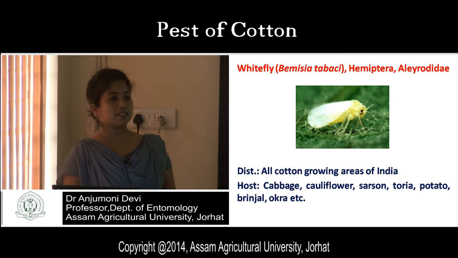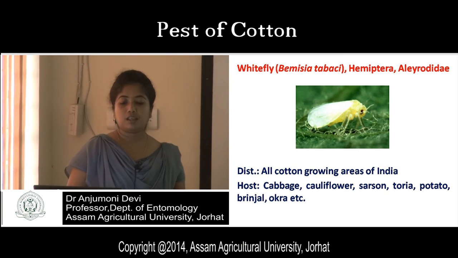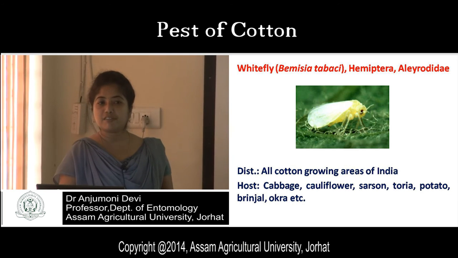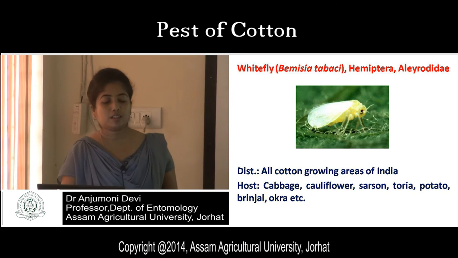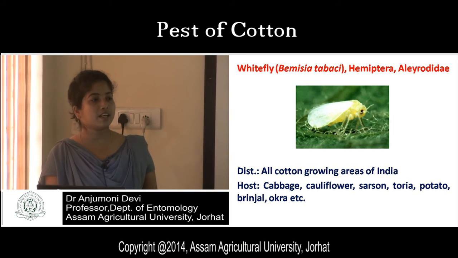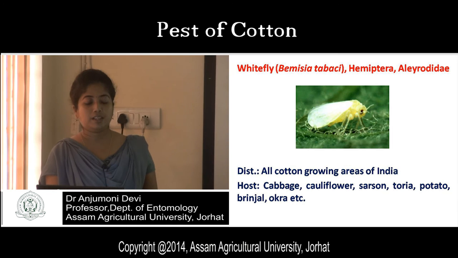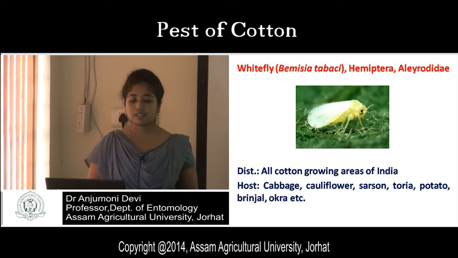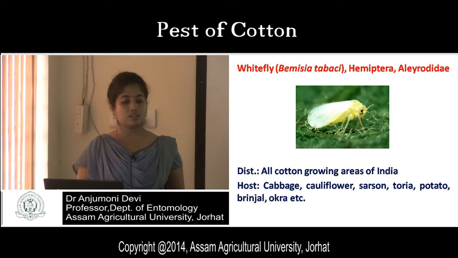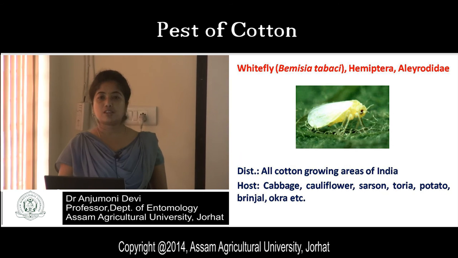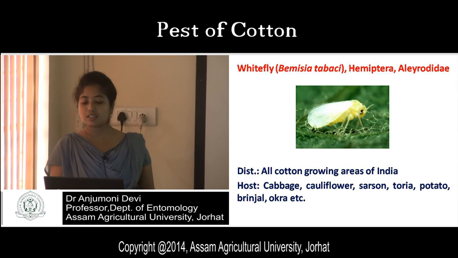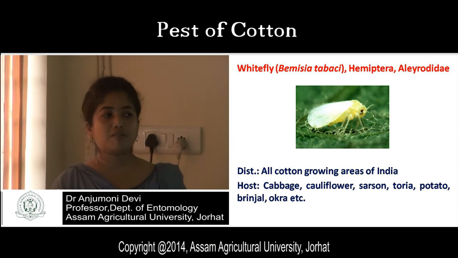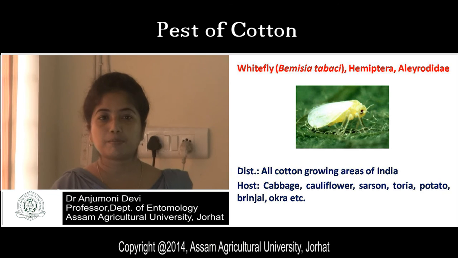Then another important sucking pest is white fly, Bemisia tabaci, under the family Aleyrodidae. This white fly is found in all the cotton growing areas. Besides cotton, this white fly also infests cabbage, cauliflower, sarson, toria, potato, brinjal, okra, etc. Most of the vegetables are infested by this pest.